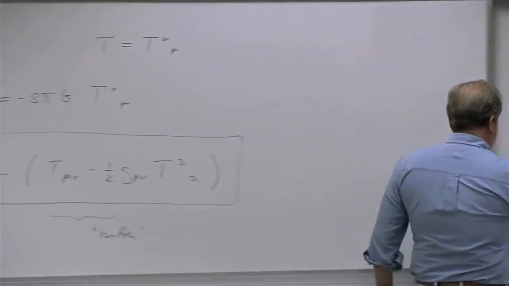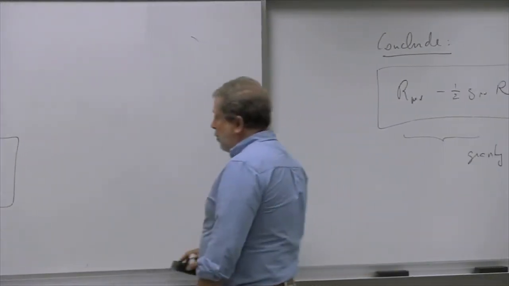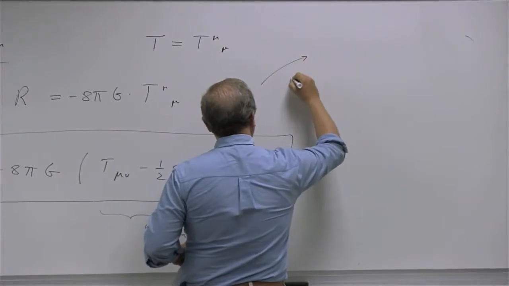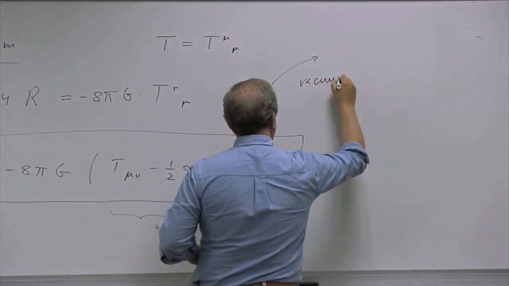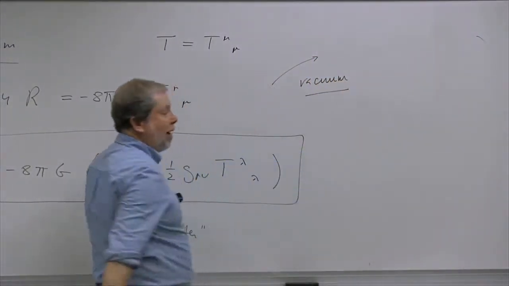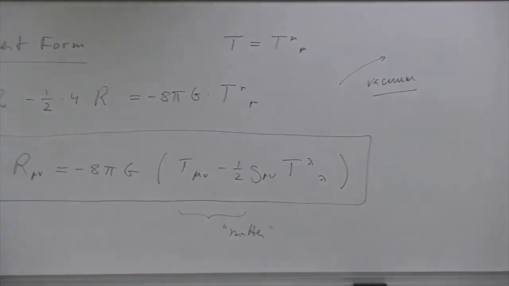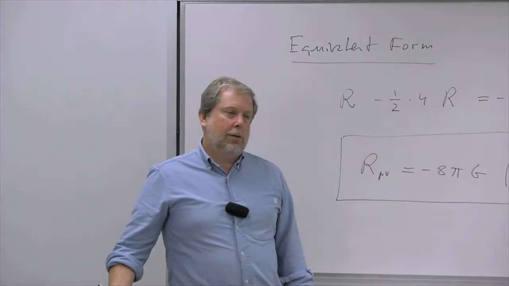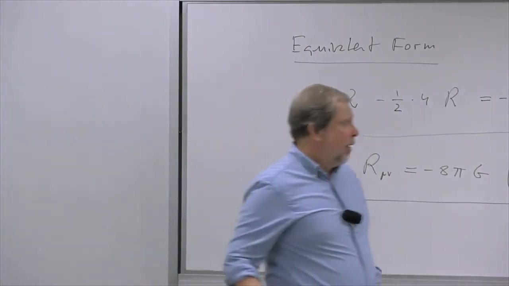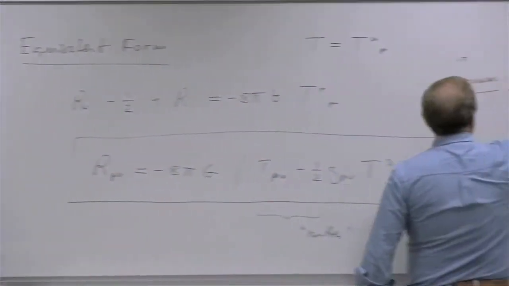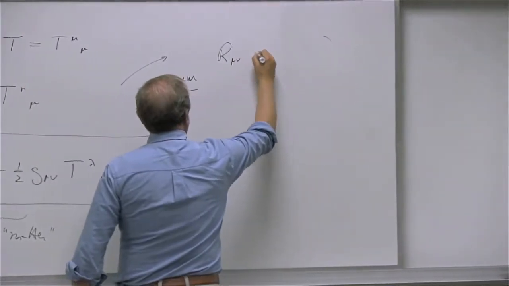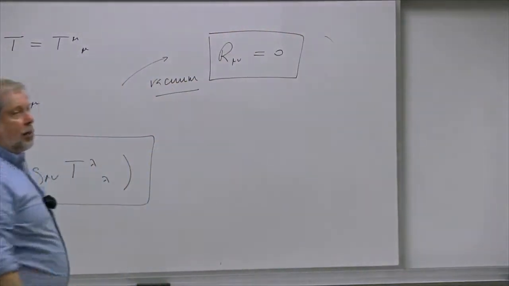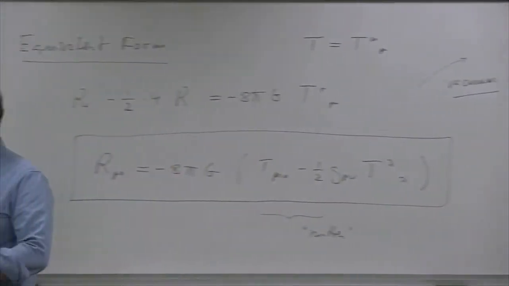So in particular, we conclude that if you are in a vacuum, so a vacuum means that you have empty space and there is no matter distribution in that region, so the T mu nu vanishes in that region, then you have to have that R mu nu is equal to 0. So the solutions to Einstein's equation in a vacuum are that R mu nu is equal to 0.